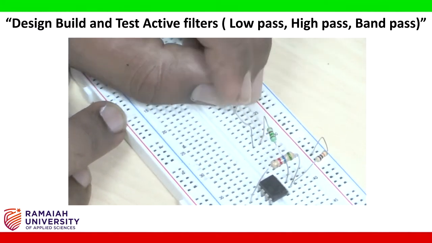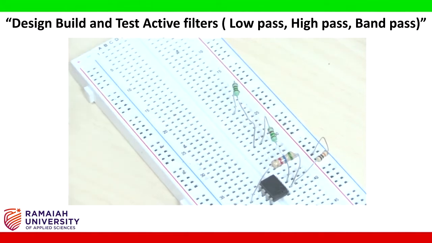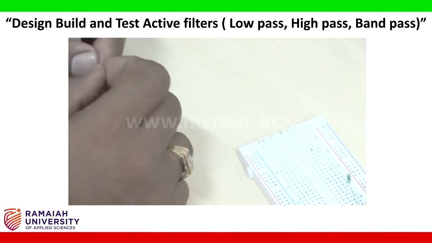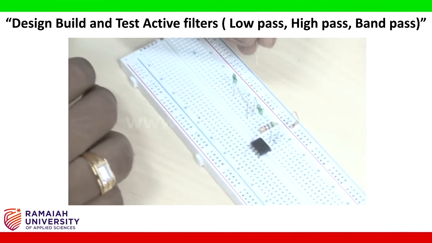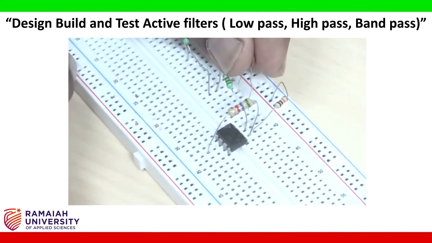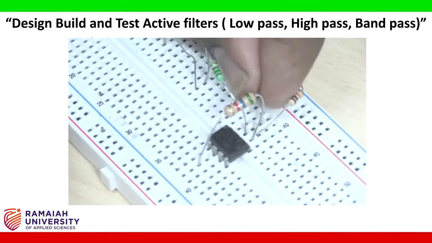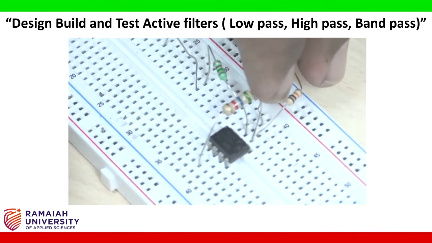I connected like this. Now I'm going to connect the capacitors. One capacitor is from terminal 3 to ground. So this is terminal number 3. Terminal number 3 to ground I need to connect. So this is terminal 3 and this is ground.